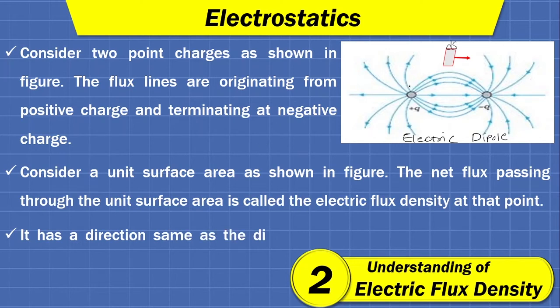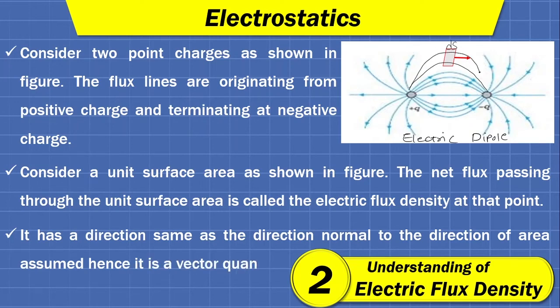Now see, here also some lines will be there, and as you can see, all lines are entering this unit surface normally. Also, lines are leaving this surface normally. As we have seen in the previous slide when we discussed the properties of electric flux, it has a direction same as the direction normal to the area. So we can say that here flux density is a vector quantity.